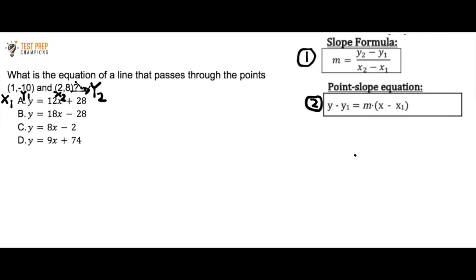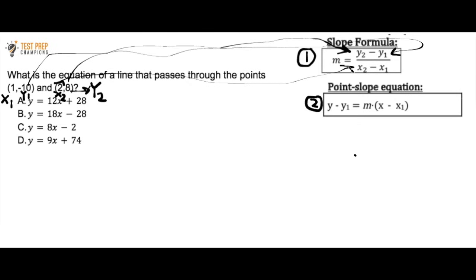So simply put, all I'm going to do is take my y2, which is 8, and plug it into the formula where it says y2. And I'm going to take my y1, which is -10, and plug that into the formula for y1. What do you think I'm going to do after that? Well, I'm going to take my 2, which I labeled as x2, and plug it into the formula for x2. And lastly, I'm going to take my x1, which I labeled the 1 right here, and plug that into the formula for x1.